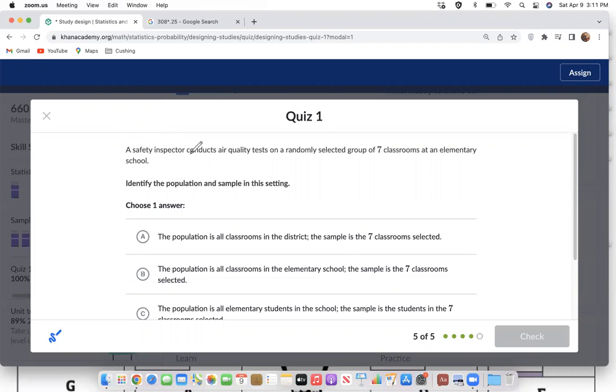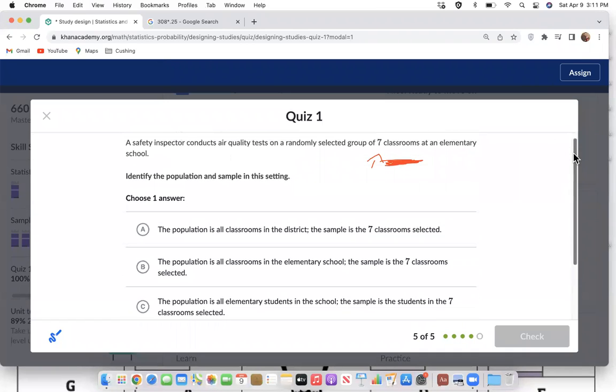So let's read it one more time. A safety inspector conducts air quality tests on a randomly selected group of 7 classrooms. So the inspector is picking classrooms. So the population is, I guess, all the classrooms at this school, and the sample is these 7 classrooms. So let's find that answer.